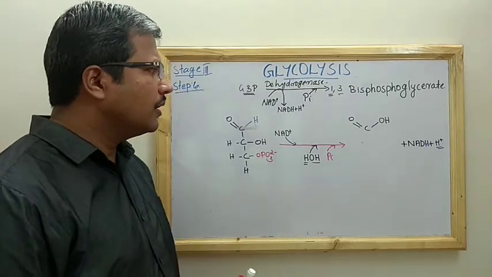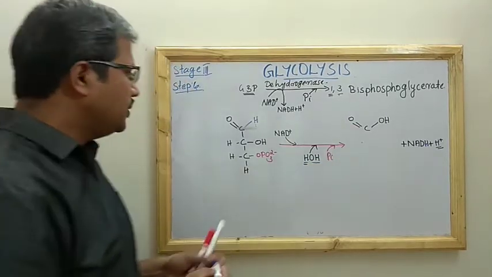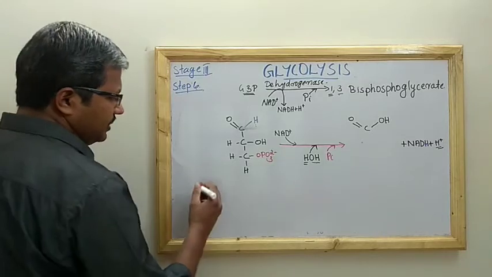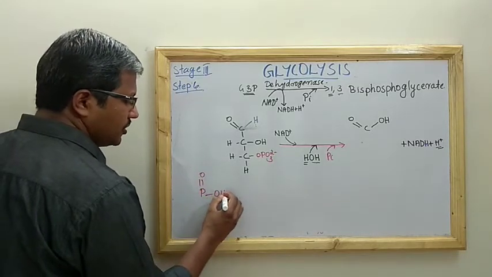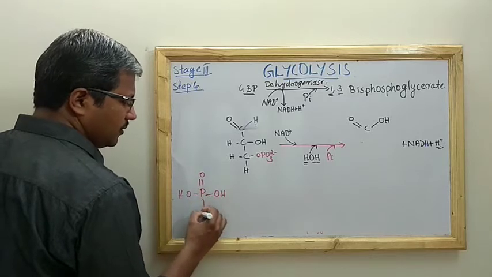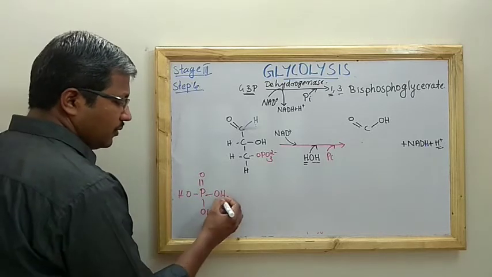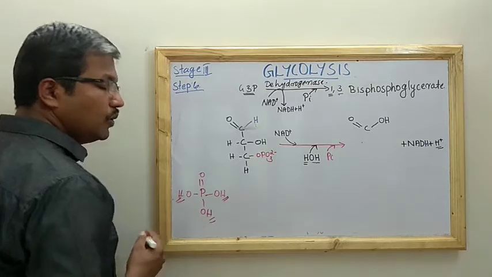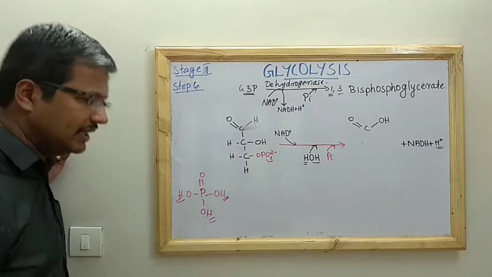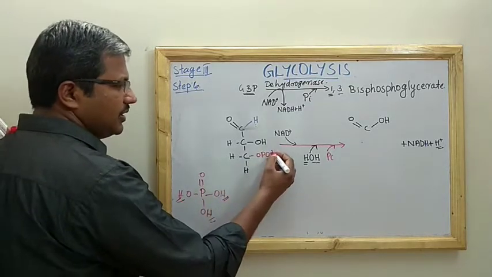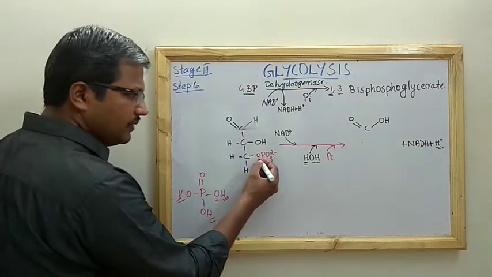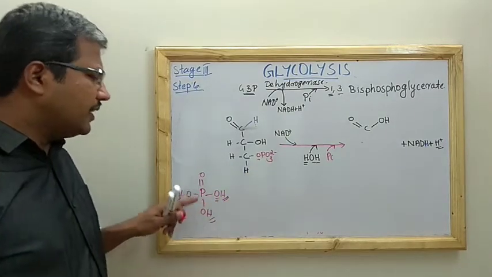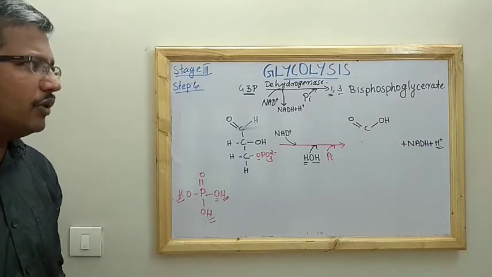Now Pi added. We know the structure of Pi. What is Pi? Phosphate, double bond O, OH, OH, OH. We know that this hydrogen will be removed by ionization because it's acid, and that's why we are just making it 2 minus, and one oxygen will be involved in bonding, that is this oxygen. Okay, in the same way this also will be formed.